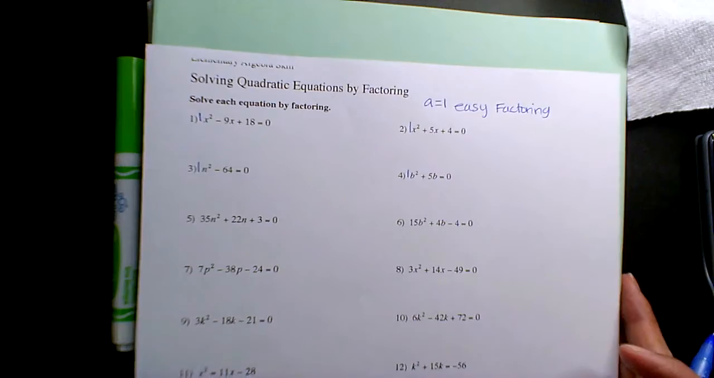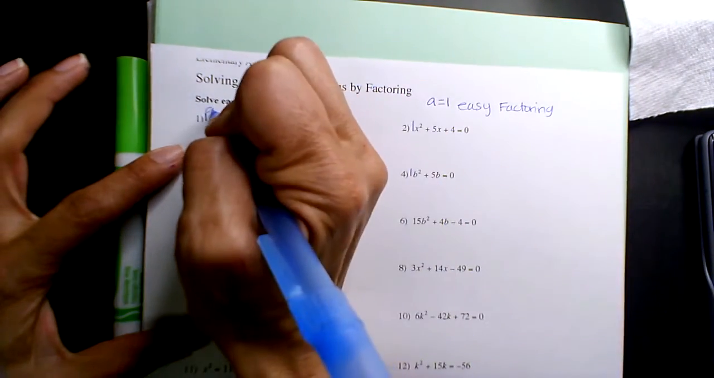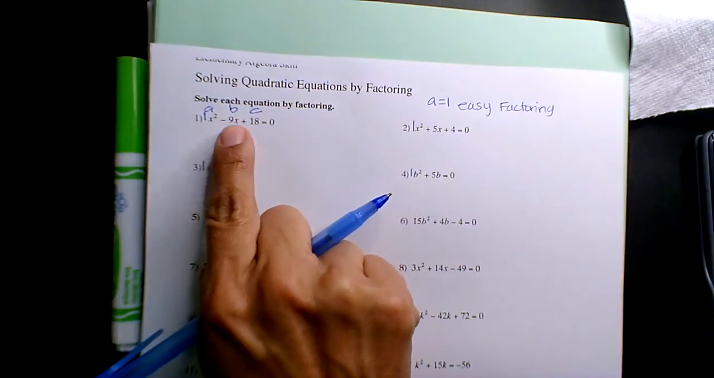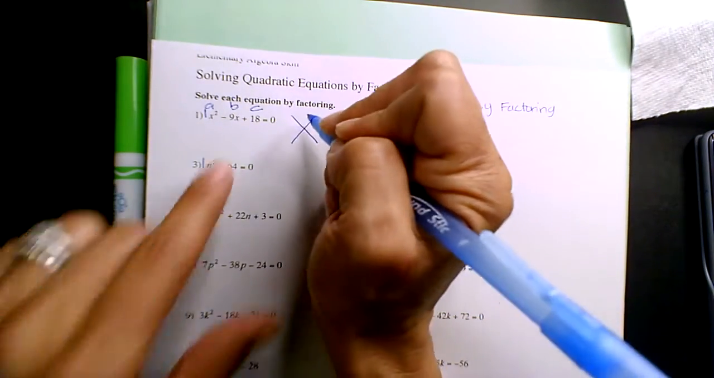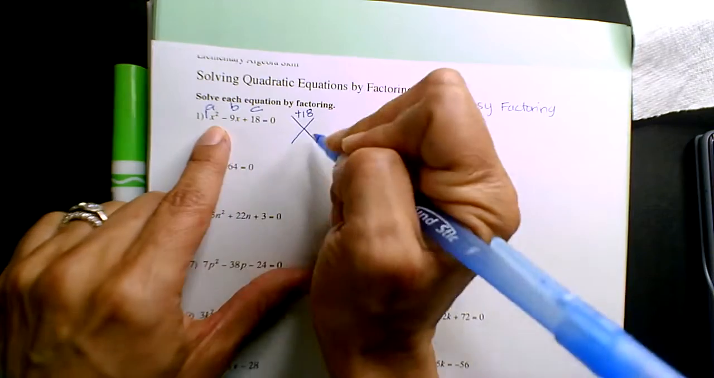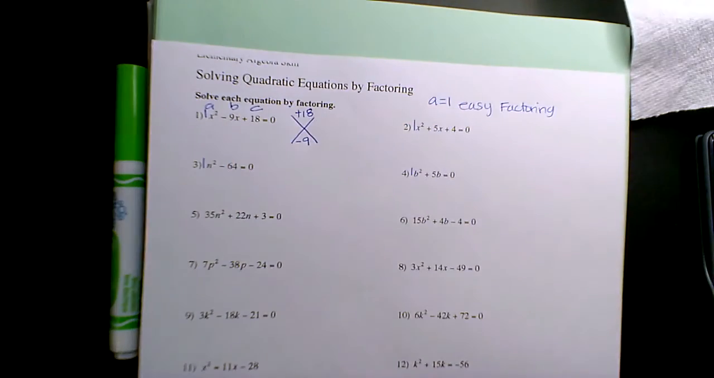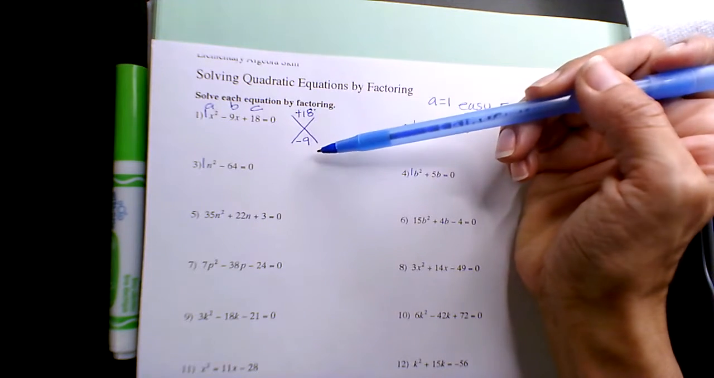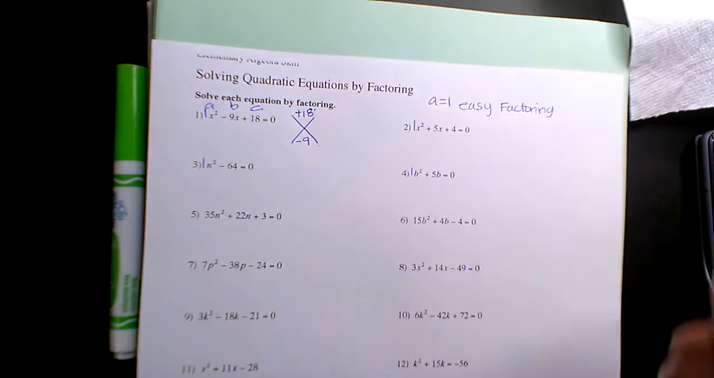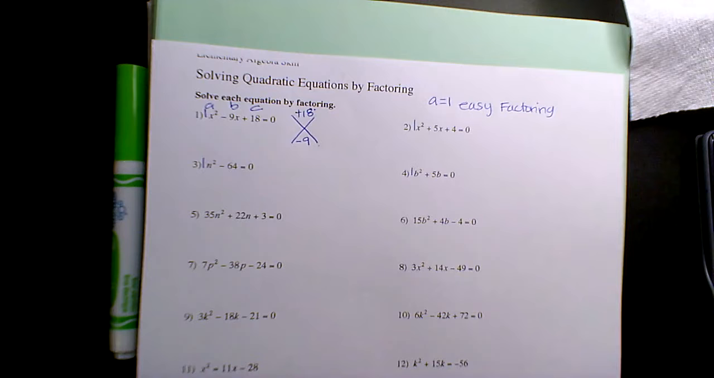Okay, so if I look at the first one, A, B, C, A is 1, B is negative 9, C is positive 18. So my C value is positive 18, my B value is negative 9. Find two numbers that multiply to 18, but add to negative 9. So what is it?